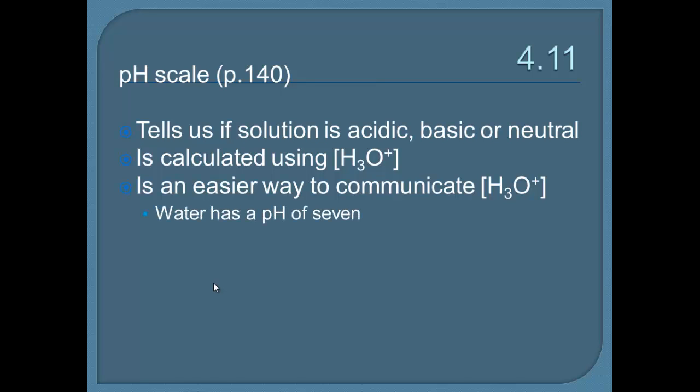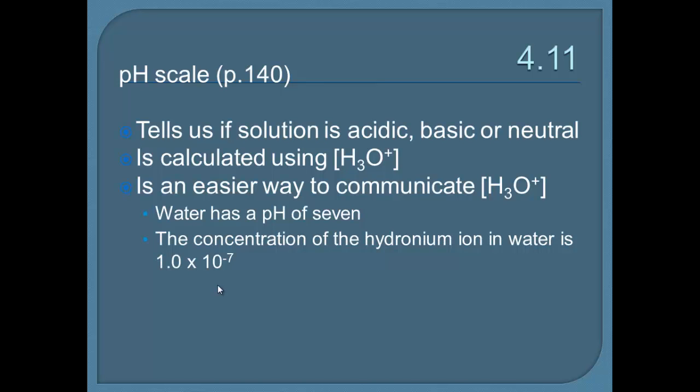For example, I could say to you, water has a pH of 7, and from that you should take away that, well, water is neutral. If I told you this, the concentration of the hydronium ion in water is 1.0 times 10 to the power of negative 7, this is basically saying the same thing, but a lot more difficult to understand. So simply communicating by saying something has a pH of 7 is a lot easier for us to understand.